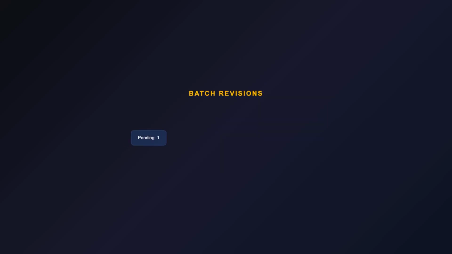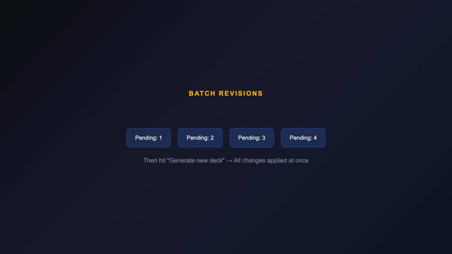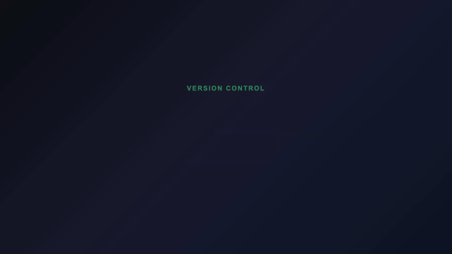Each revision gets added to a pending changes queue. You can make changes to multiple slides before generating. The UI shows you exactly how many pending changes you have. Once you're happy with all your revisions, you hit Generate New Deck and NotebookLM creates a brand new version with all your changes applied. The original deck stays intact, and a new version appears in your Studio panel.